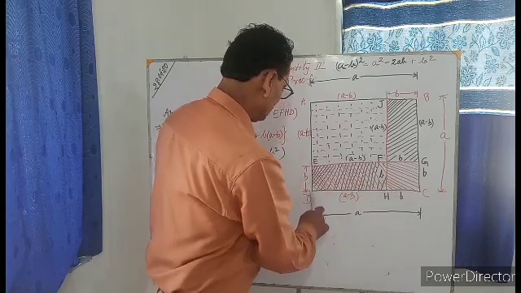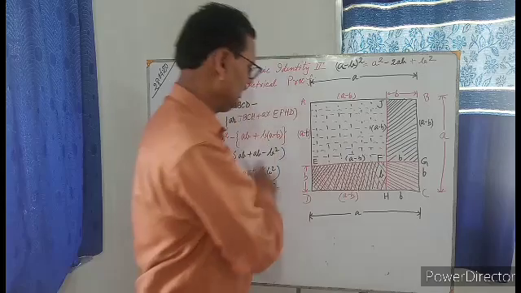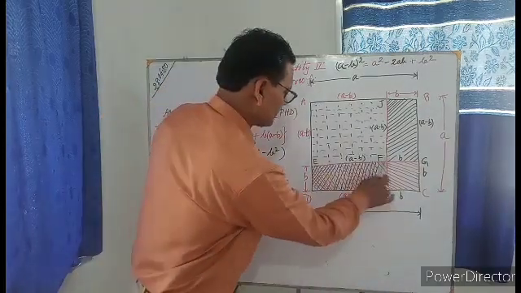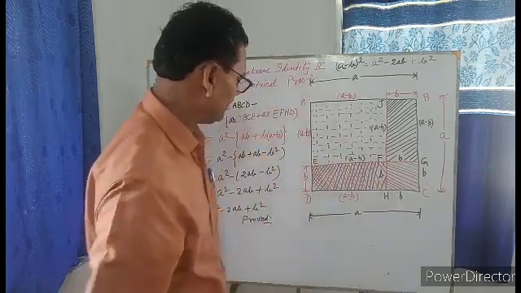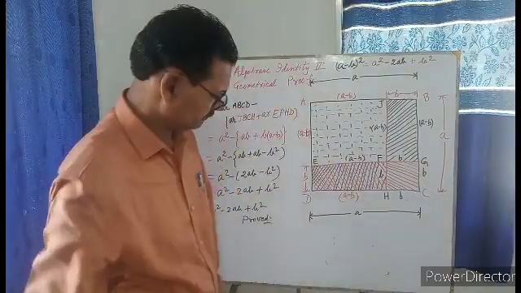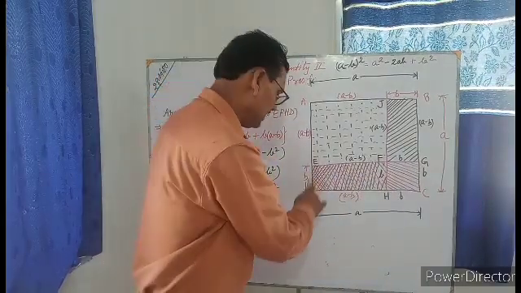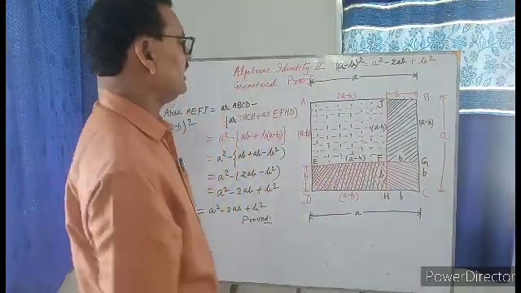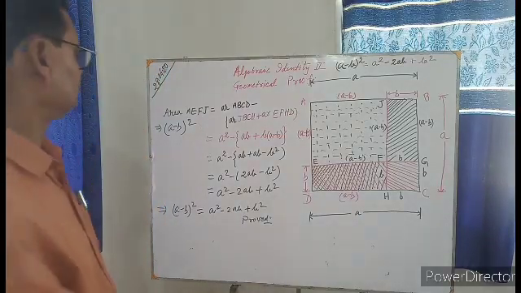And the third rectangle is DEFH, or EFHD. Its length is a − b unit and its breadth is b unit. What is the length? a − b unit. And what is the breadth? b unit. Okay, now we have to prove.